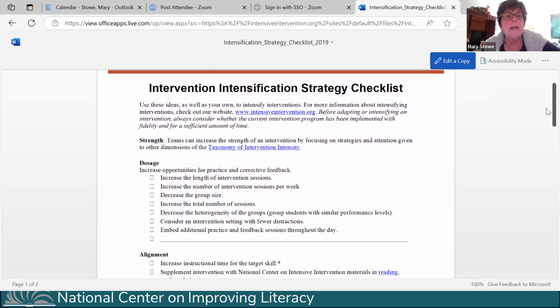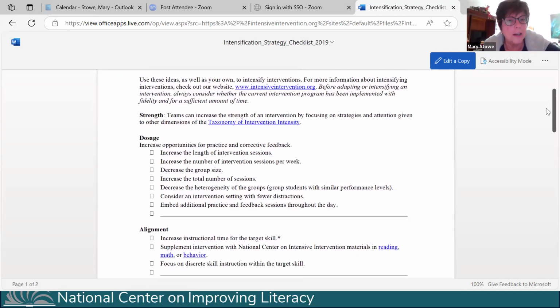But when we think about intervention and intensification, we really do need to think about, do we have a strategy checklist that we might look at? And with your session with Jess Searles, I don't know if she provided this strategy checklist or not, but within the checklist, we also have examples of explicit instruction. So let's just walk through the checklist that's provided to see what it provides for us.